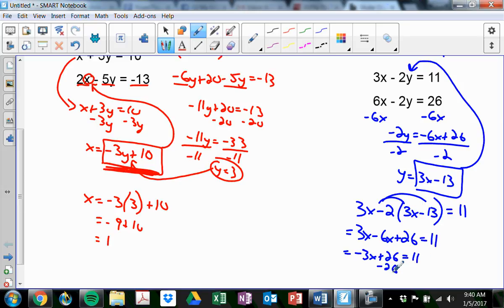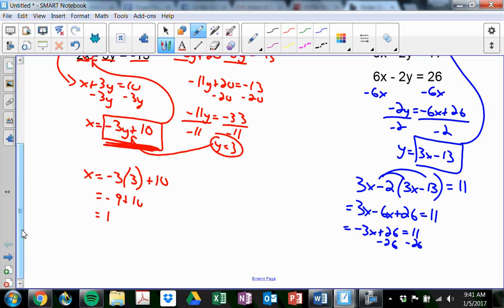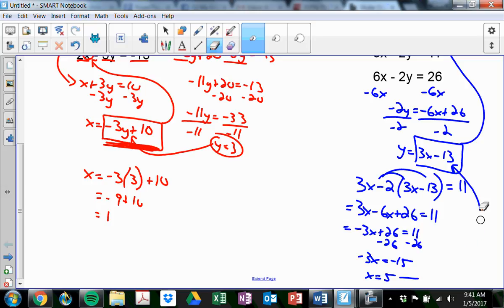Subtract 26 from both sides. Negative 3x equals negative 15. Which means that x equals positive 5. Now that I know what x is, I can take that and plug it back into my box up here. That's what's really nice about this sort of boxing system that I use, is you can always tell where to plug things in really quickly. I'm going to save myself some space, though.